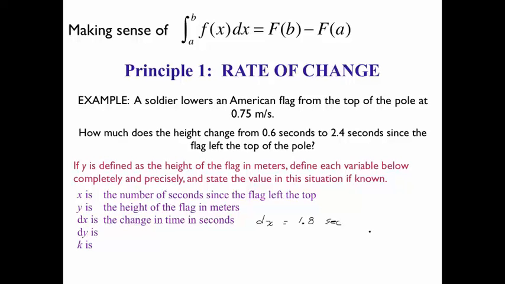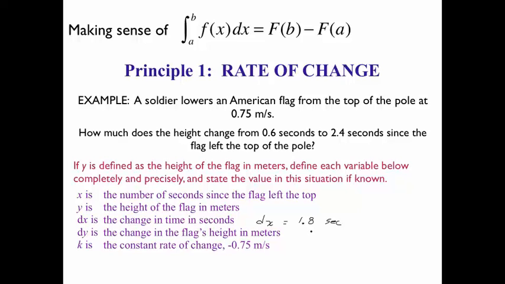Okay, dy. Change in the height. We'll go back to that. k is 0.75 meters per second. Negative. Why is it negative? Because our y is measuring height. Height is positive going up, right? It's increasing going up. If the flag is coming down, then y is decreasing. That constant rate is negative 0.75 meters per second. Important that you picked up on that.